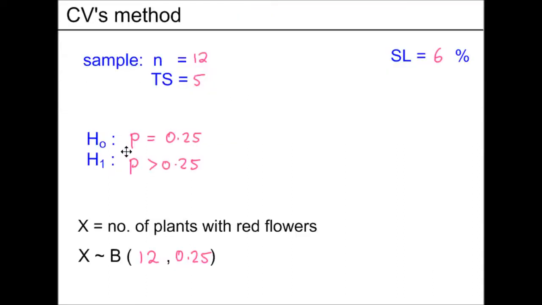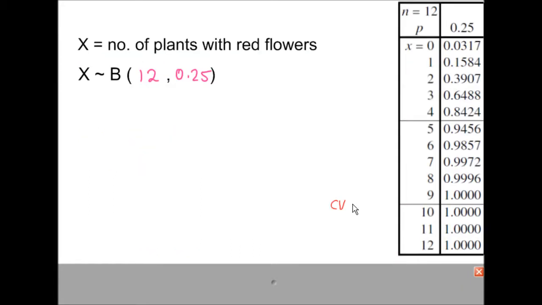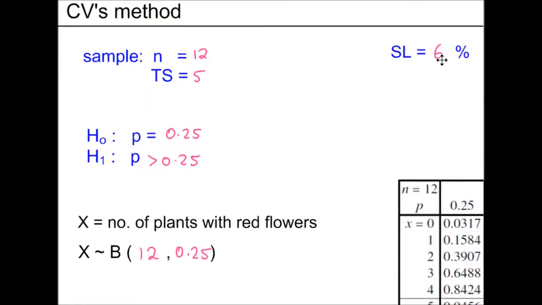So H0, the null hypothesis, is that the proportion P is 0.25, and H1, the alternative hypothesis, is that P is greater than 0.25, and here is the binomial distribution that we're going to use. So one of these x values will be our critical value, and the way to work out which of these x values is the critical value is to start off with the significance level, 6%, or as a probability 0.06.